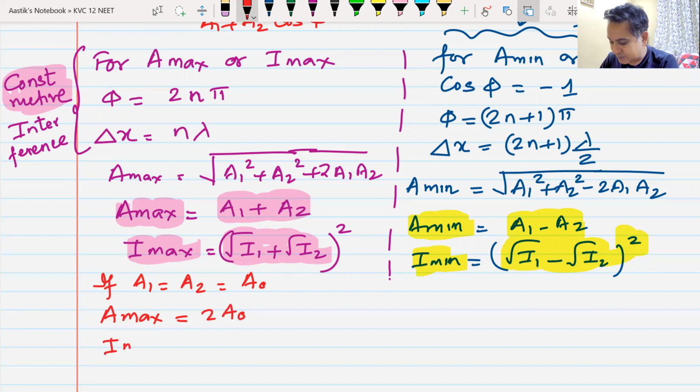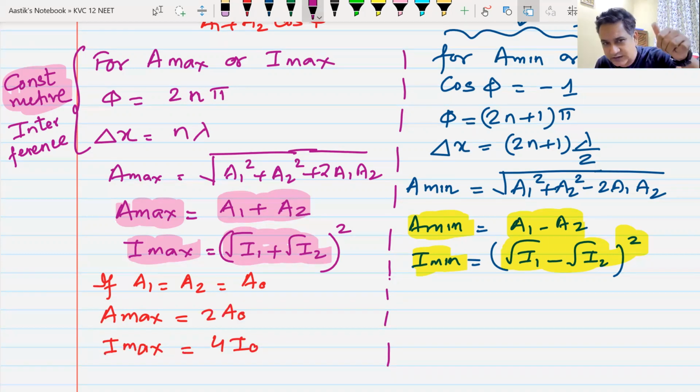And your maximum intensity will become how much? It will become 4 times I0. So remember this. Do we understand how we have got this? I've just put A0 in place of A1 and A2, and I0 in place of I1 and I2. Do we understand this? Yes, sir.